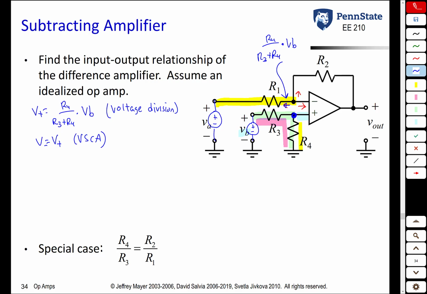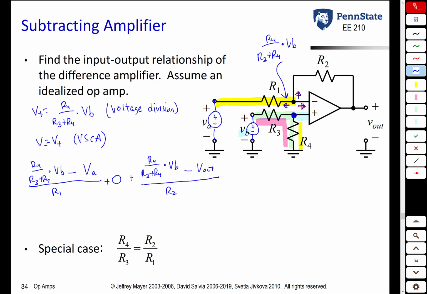The current going to the left is what? R4 over R3 plus R4 times VB, all of that minus VA over R1. Current going to the right is 0. Current going up is what? R4 over R3 plus R4 times VB. Voltage on the other end is V out, divided by R2. All of that has to equal 0.